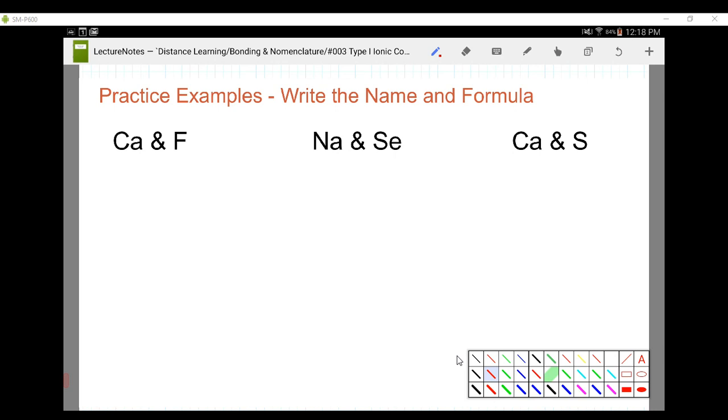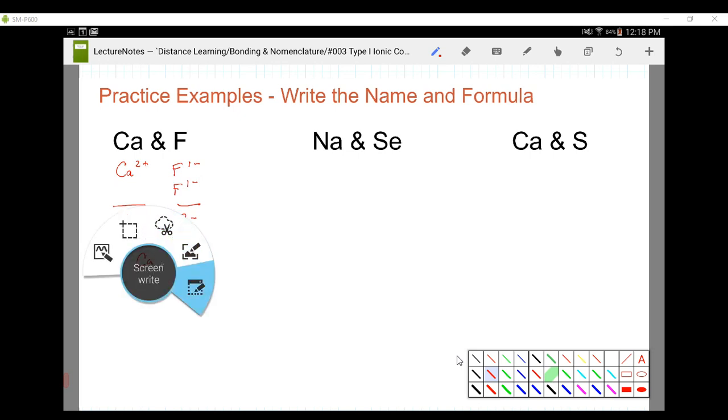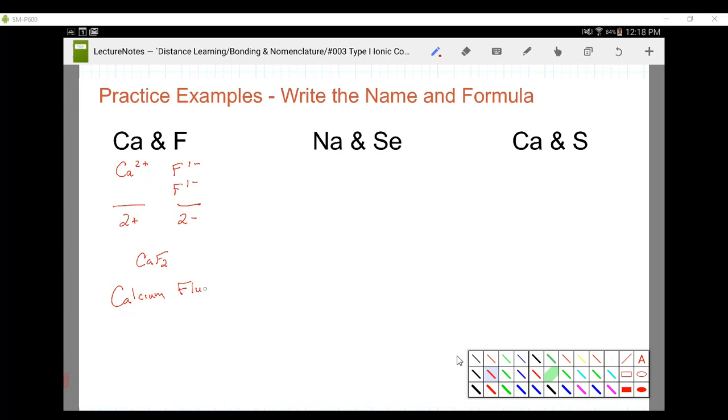For calcium and fluorine, looking up their ionic charges, calcium is positive 2, fluorine is minus 1. I need to get these to be a common charge, so positive 2, negative 2, and I can do that by having 2 fluorines. This gives me a formula of CaF2, and my name for this, the cation, is unchanged, so calcium. And then we have fluorine, but we have to change the ending to be IDE, so that's going to be calcium fluoride.